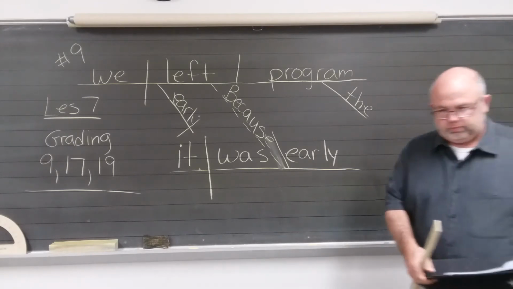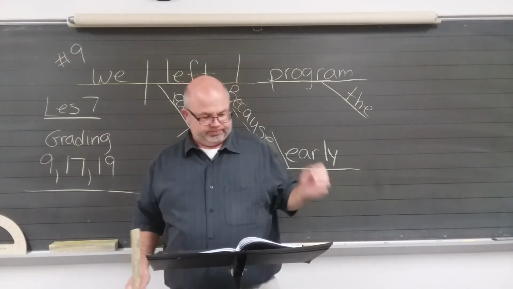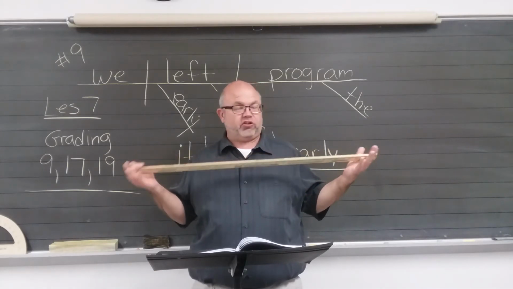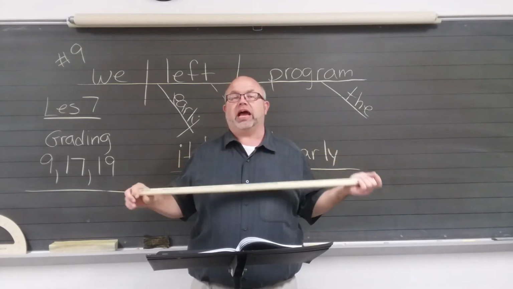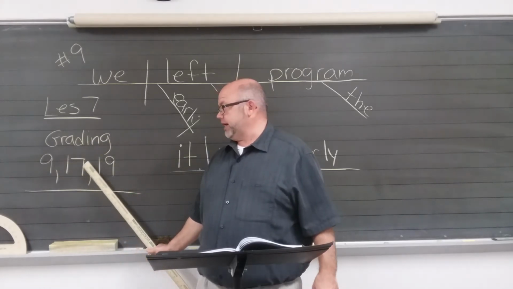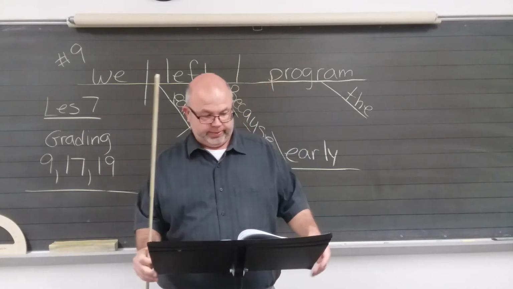And now let's do 17 and 19. Number 17 and 19, you're supposed to put brackets around adjective clauses. That's all you need to do. Put brackets around adjective clauses. Keep track of your number wrong. 9, 17, and 19 are what we're grading. All right?